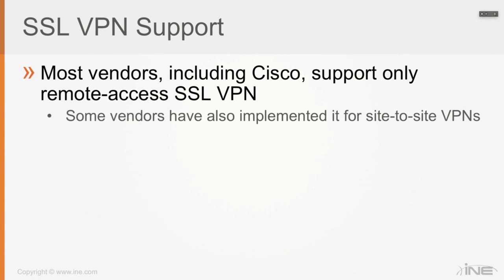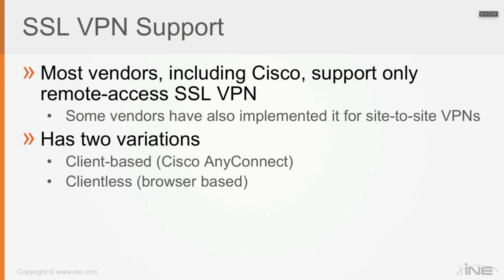Most vendors, including Cisco, support only remote access SSL VPN for that reason, because usually you're going to have remote users who may temporarily live in those countries and need to be able to fire up a VPN tunnel back to the headquarters. But some vendors have also implemented SSL VPN for site-to-site VPNs. Cisco doesn't support that.